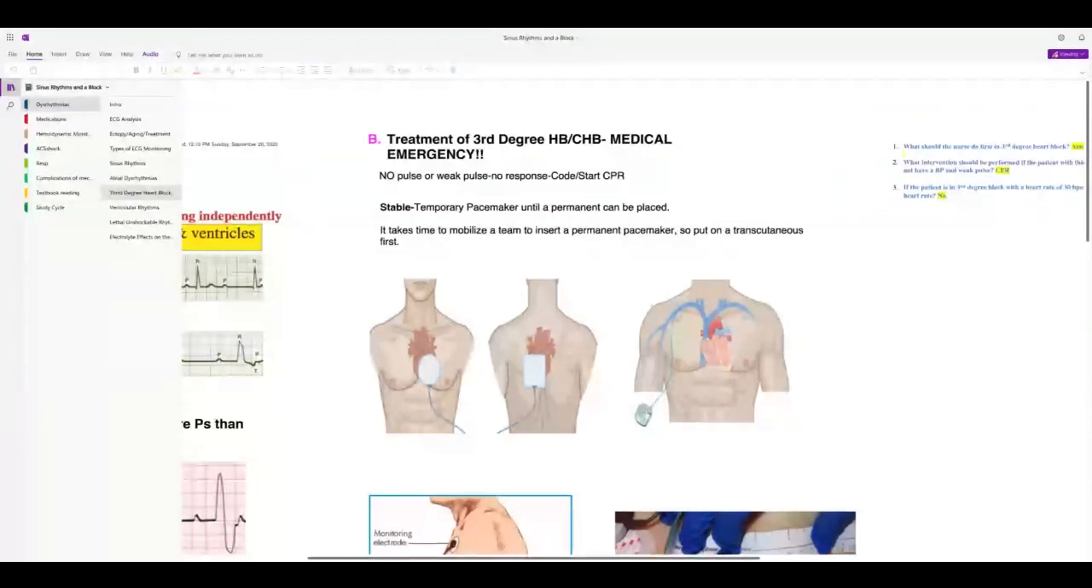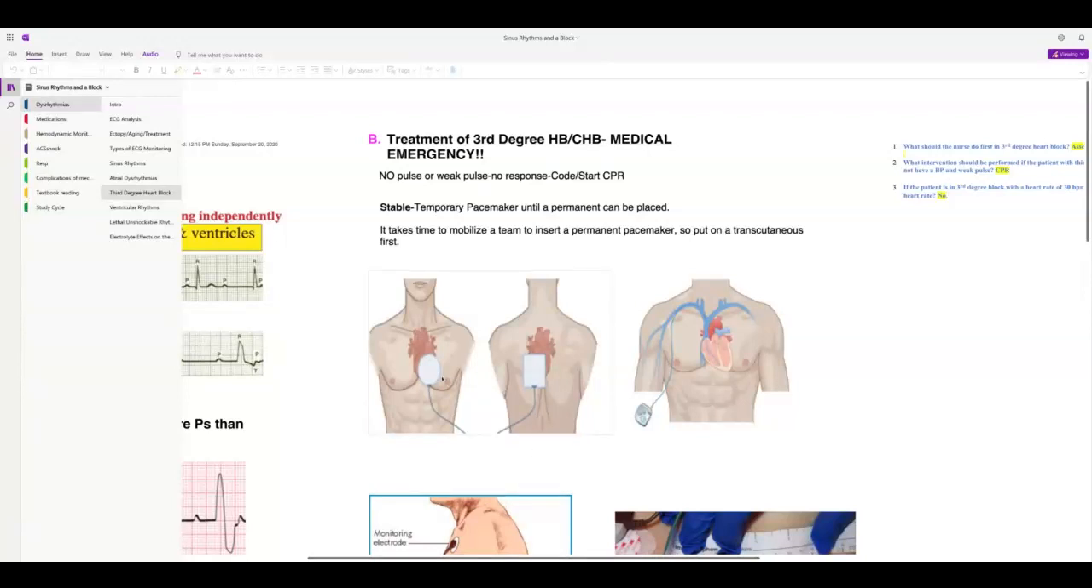What you're going to do, of course, is assess. If your patient has a really weak pulse and they're unresponsive, it's time for you to start CPR. It's going to be a code. Now, if they're stable, you need to get the temporary pacemaker until a permanent one can be placed. So you're going to put the cutaneous pacemaker on the patient's skin, and you're going to call a rapid response if they're unstable. Okay, so here's how you would do it.